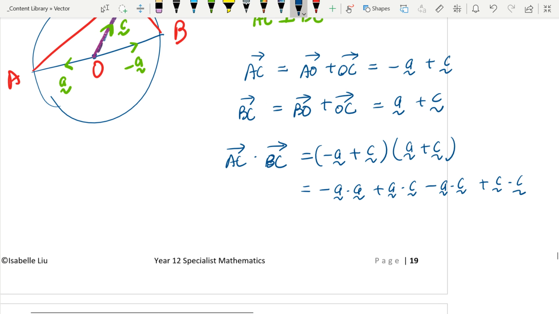So still do the expansion, it's exactly the same as the previous question, if you can remember. If you look up, that's exactly the same. And that's minus absolute A squared, which gets cancelled, plus absolute C squared. What do you guys say about absolute A and absolute C? Reason? They're radii.